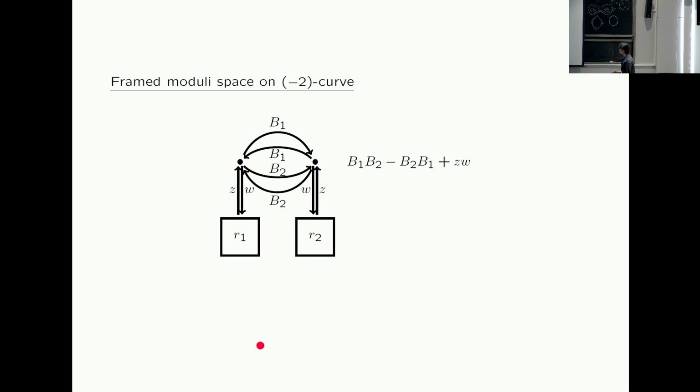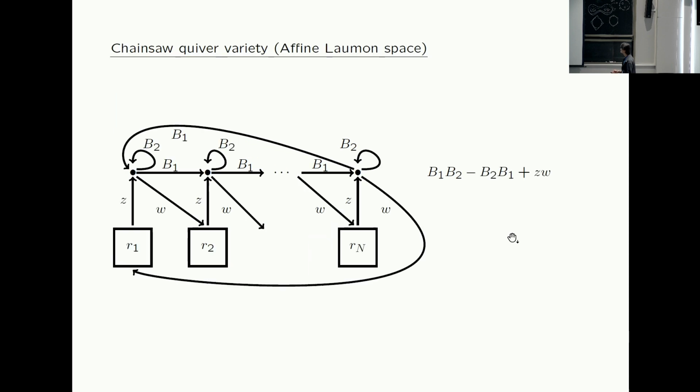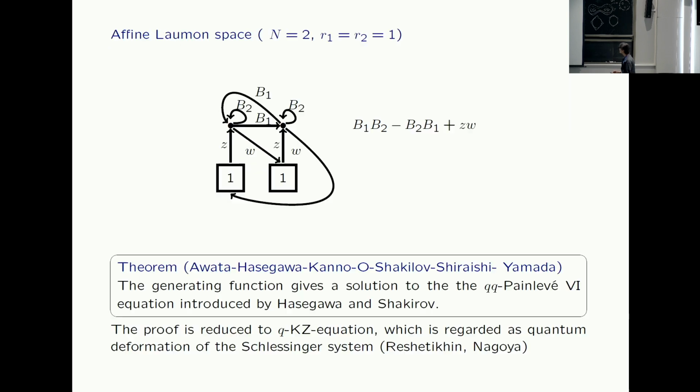And we can also consider the moduli of vector bundles on a minus two curve. And this is given by this diagram. And today I want to focus on this example. So this is called the chainsaw quiver variety, and another name is affine Laumon space. And the special case of affine Laumon space gives the following fact.